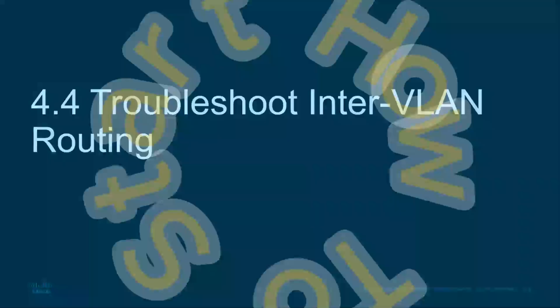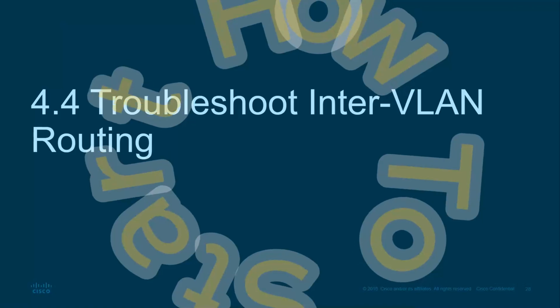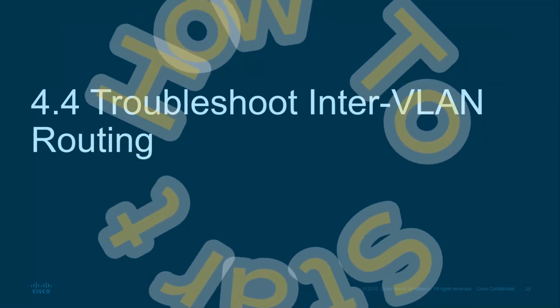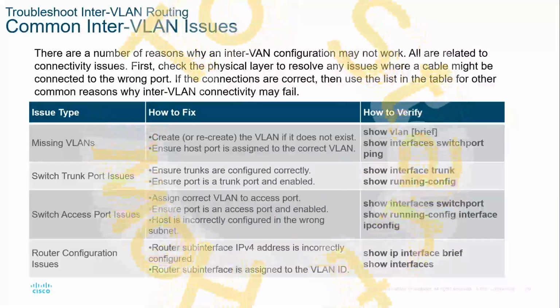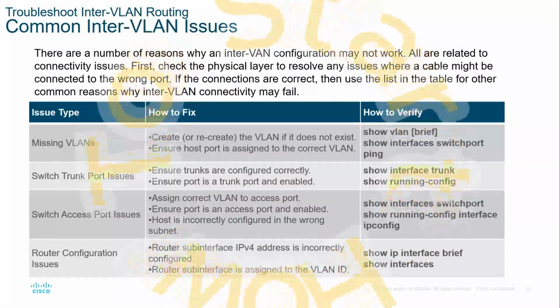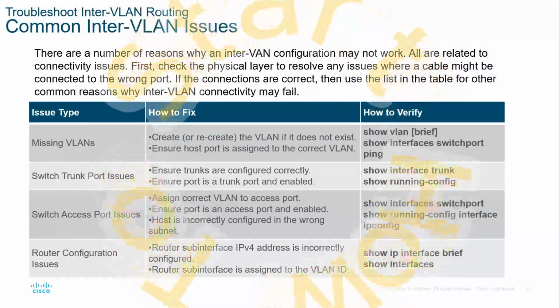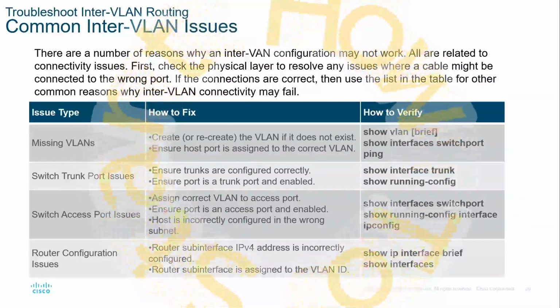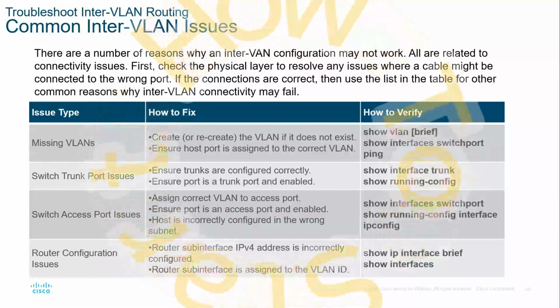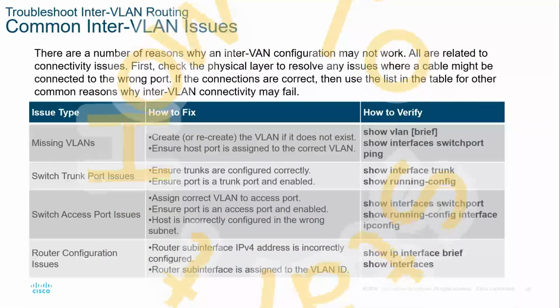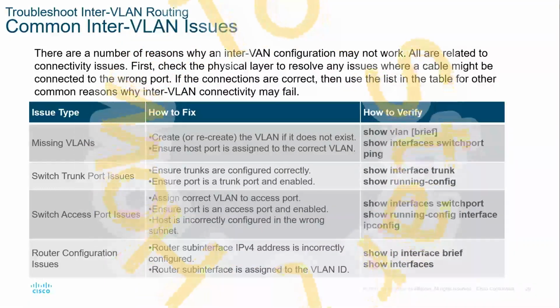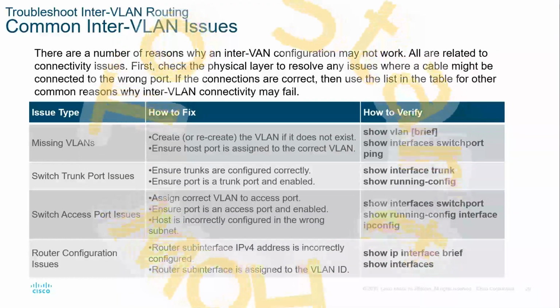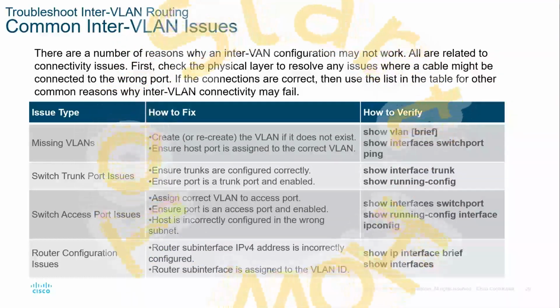So moving on, let's talk about troubleshooting. How do we actually go about verifying and troubleshooting inter-VLAN communication? Well, there are typically 4 main areas where troubleshooting takes place when we're dealing with inter-VLAN communication. First of all, missing VLANs. We need to be able to show the VLANs, possibly show vlan brief, so that we can see what VLANs are there and what interfaces are attached to which VLANs.